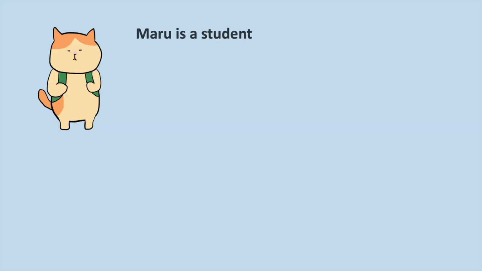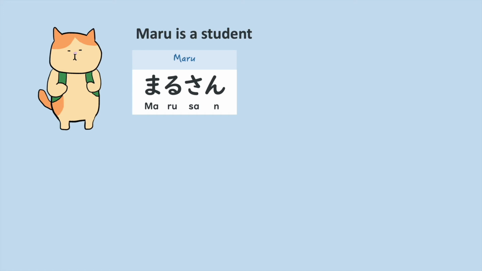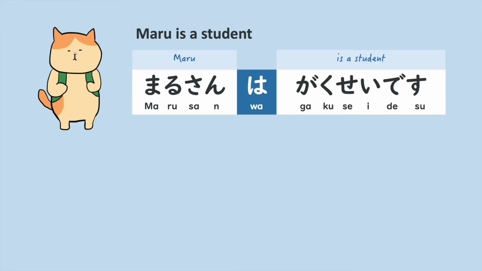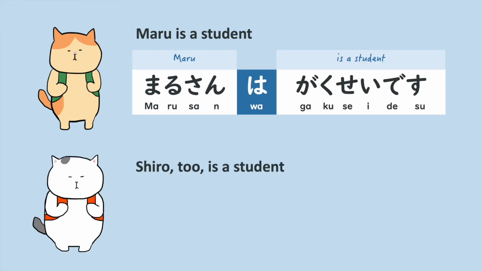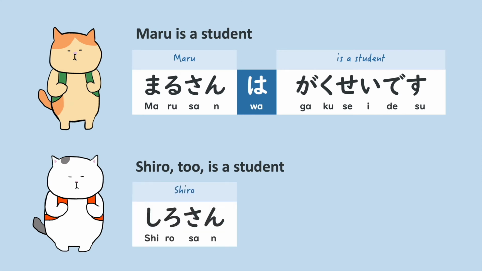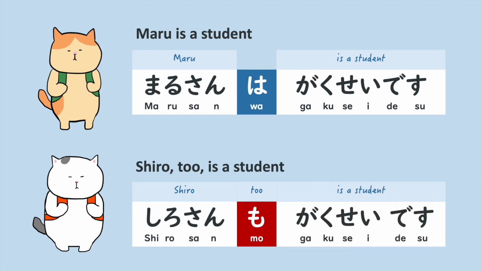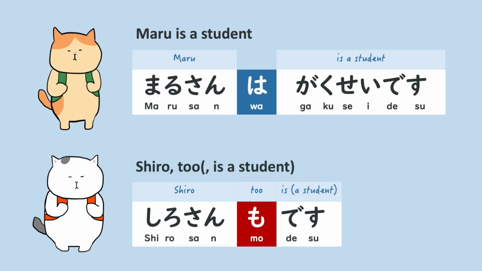Let's see how mo is used in a conversation. Let's say someone said, "Maru is a student." マルさんは学生です。And you want to say, "Shiro too is a student." The full sentence is シロさんも学生です。But in a conversation, we don't need to repeat the same information if it's already clear. So we can say シロさんもです。Which means something similar to "so is Shiro."